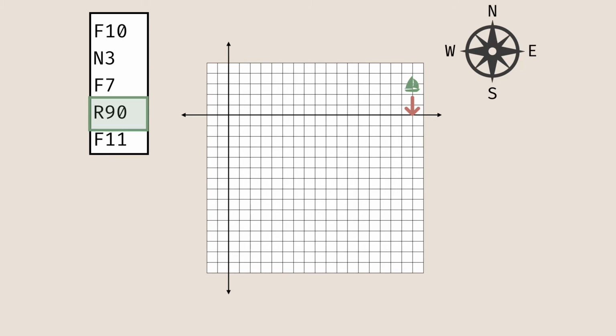And on my next command, now I have another forward command, and now that I'm pointing to the south, technically that would mean moving 11 units to the south. So I end up in this final position.